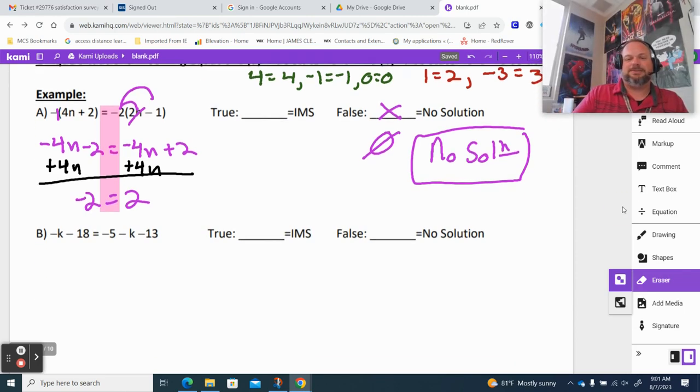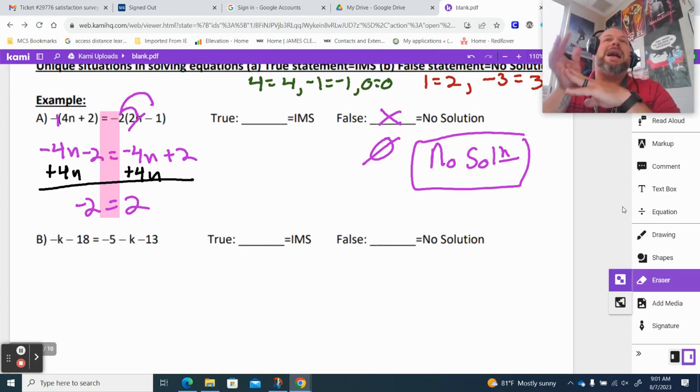Interesting. Interesting. All right. What I like about the IMS or the no solution problems, usually they're very few steps.